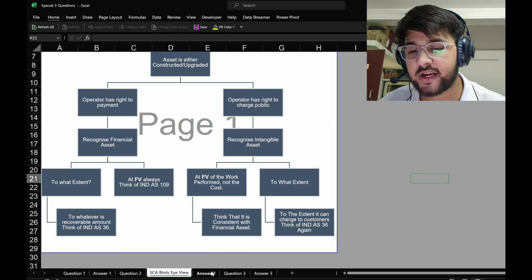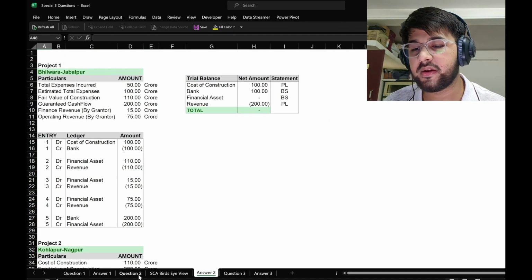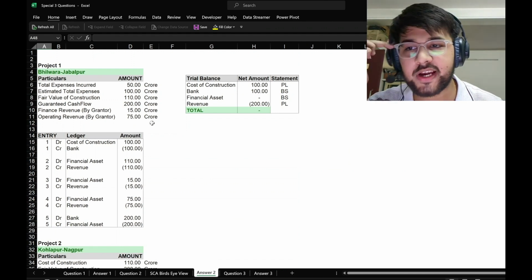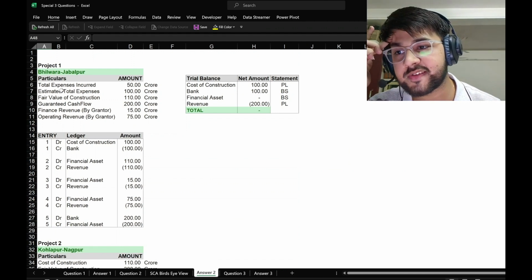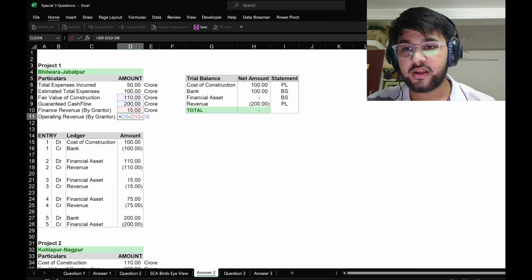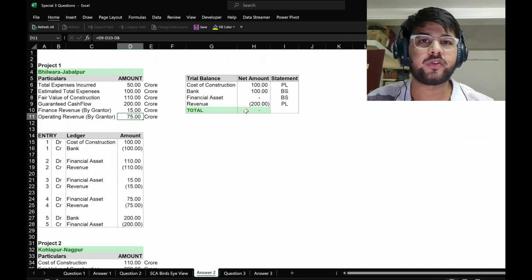So to solve these kinds of questions, for the Bhilwara question, first of all, what you would be doing is writing out all the details, that is total expenses incurred, estimated total cost, fair value of construction, guaranteed cash flows, financing cash flows, and operating revenue being the 200 minus 110 minus 15. So you would be receiving some other operating revenue from the grantor itself.